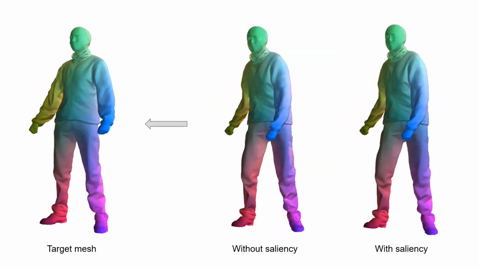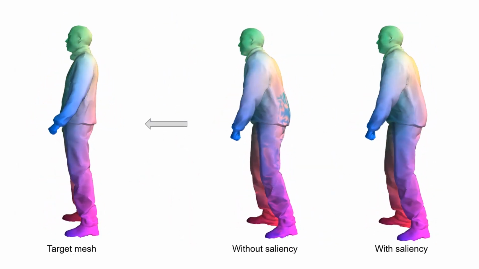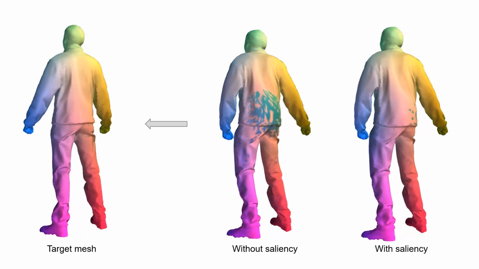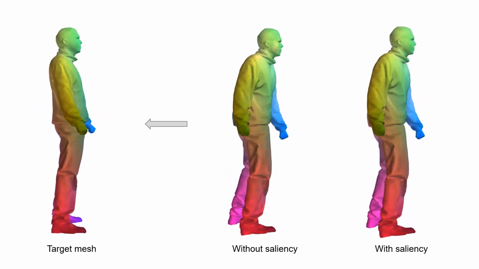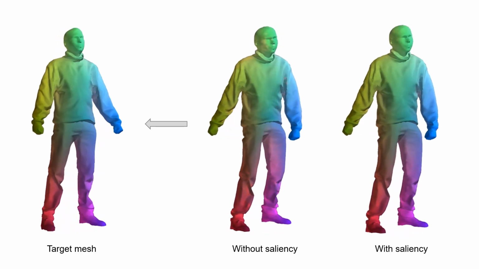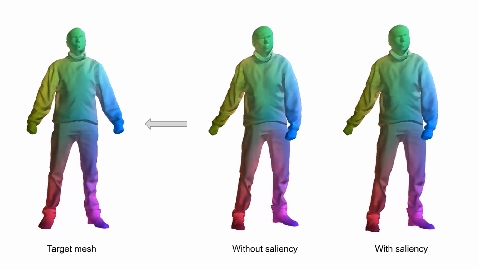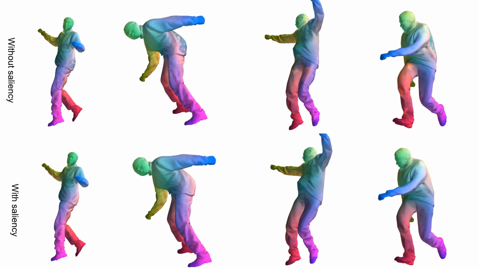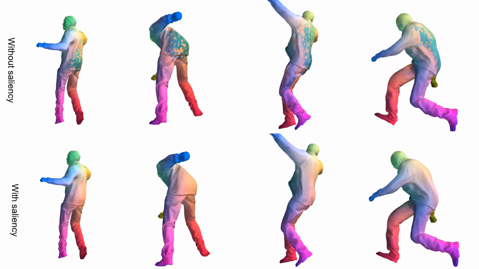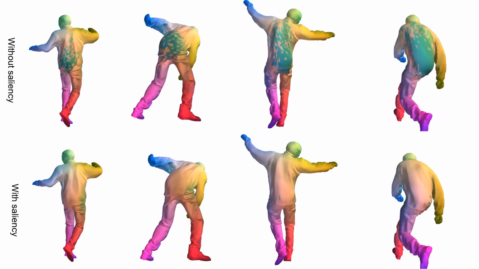Here, we show our computed shape correspondence with and without saliency. Saliency reduces the shape matching error at the back of the human body shape. When saliency information is incorporated, our computed correspondences are more accurate under complex deformations of clothing.